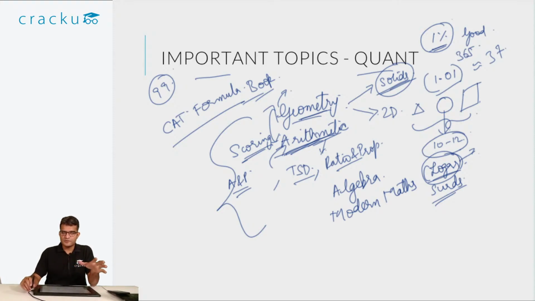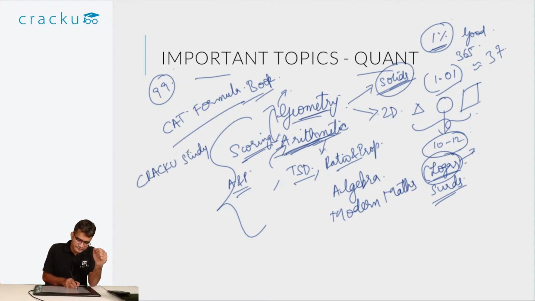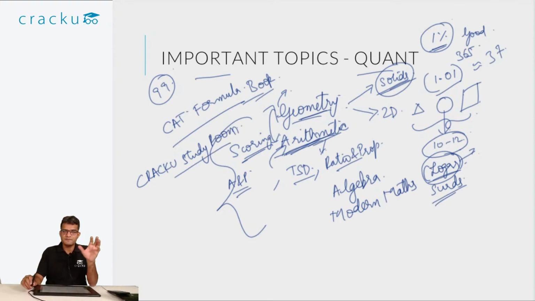Go through all the formulas, and for each formula try to solve 5 to 10 questions and keep solving them regularly. If you're looking for a good place, you can go to our Kraku study room, where you can just pick the topic and the difficulty level, and you will get a bunch of questions which cater to your proficiency. Somebody who has just started preparing for CAT is going to get easy questions, but somebody who has solved a lot of easy questions is going to get more difficult questions.